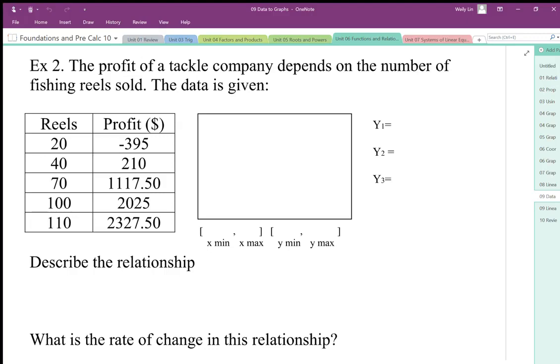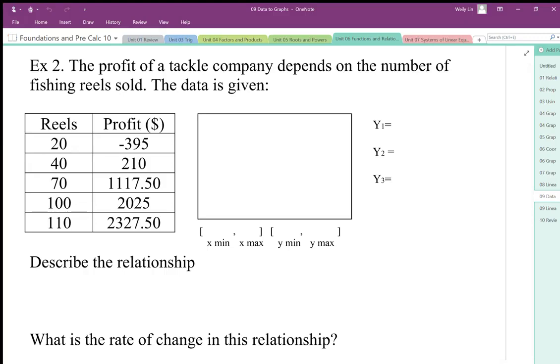Here we have the profit of a tackle company, so fishing tackle, which depends on the number of fishing reels sold. Fishing tackle is just fishing equipment. The data given is this: with 20 reels, the profit is negative $395. With 40 reels, they start making some profit. So it seems like before they sell any reels, they are in debt. Usually that's what happens with companies: before they sell anything, they have overhead costs.